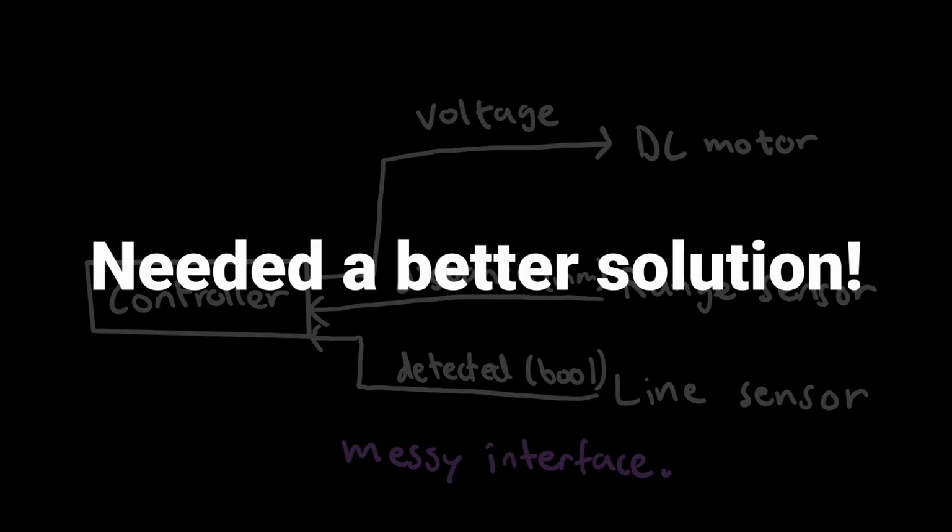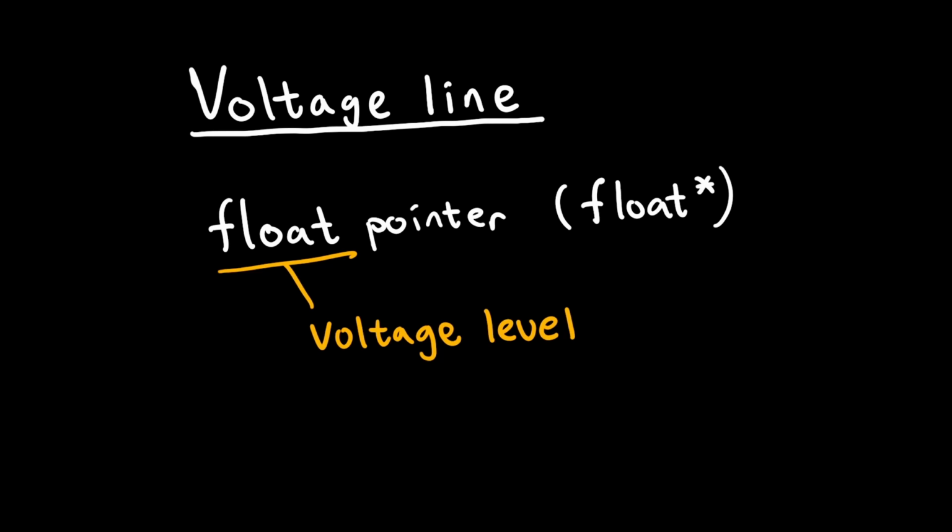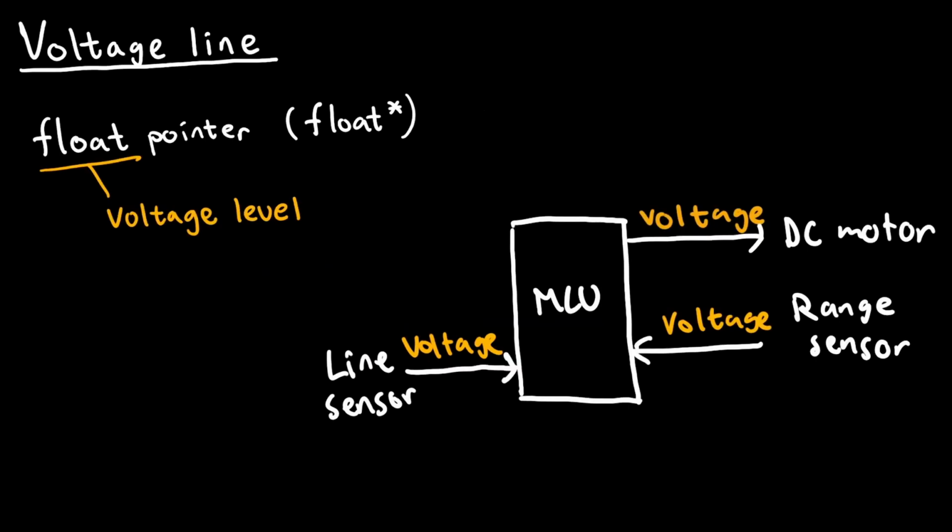And this meant I had to come up with a better solution, and what I came up with was a concept called voltage line, which is nothing but a pointer to a float, where the float value represents a voltage level. I make each physics object provide one or several of these voltage lines. For example, the DC motor is straightforward since it already takes voltage as input. But for the sensors, I have to convert their outputs to a corresponding voltage level.